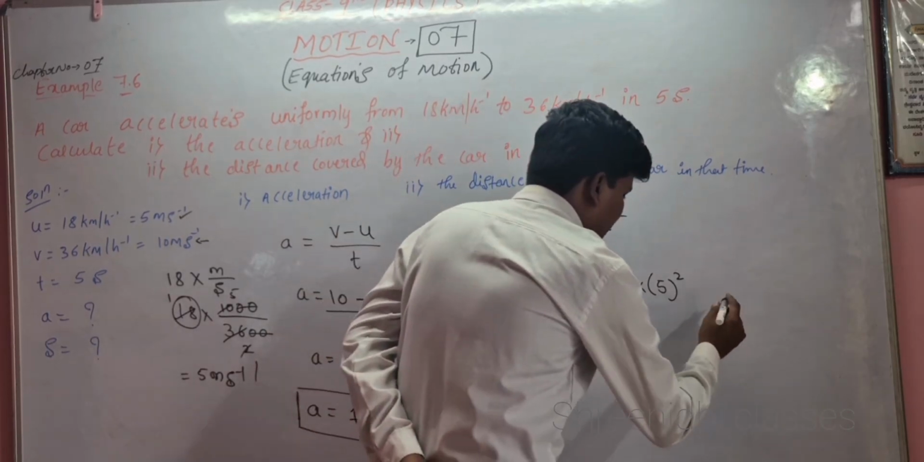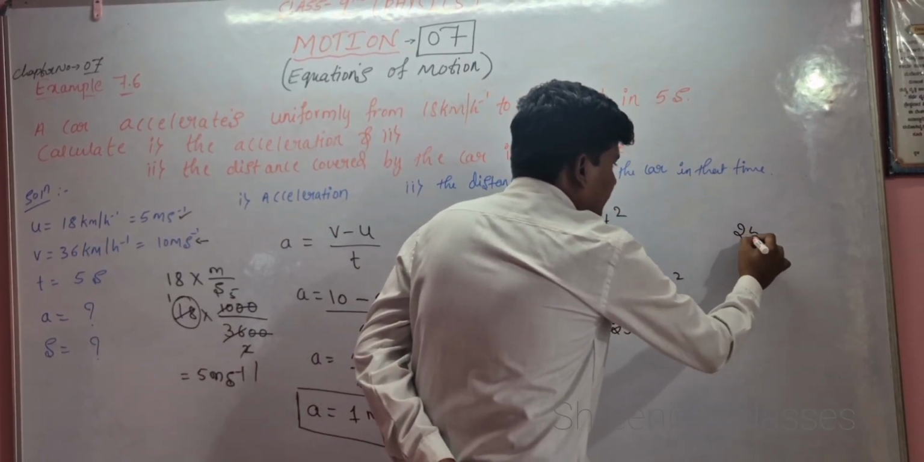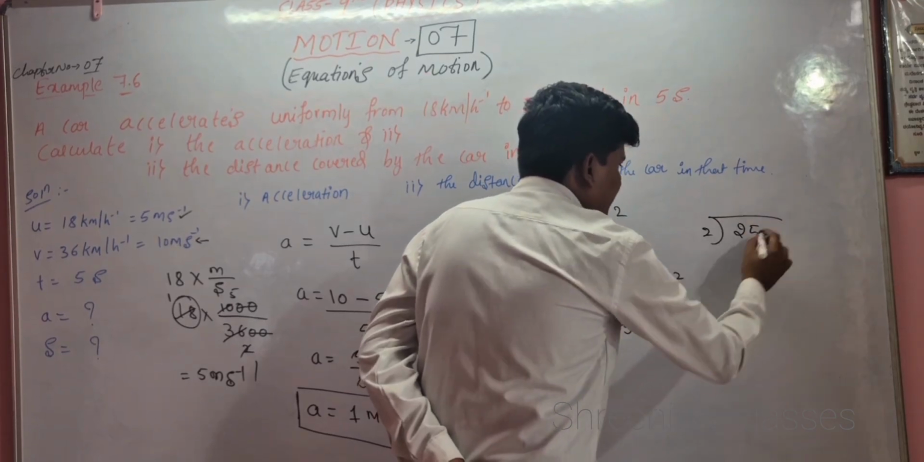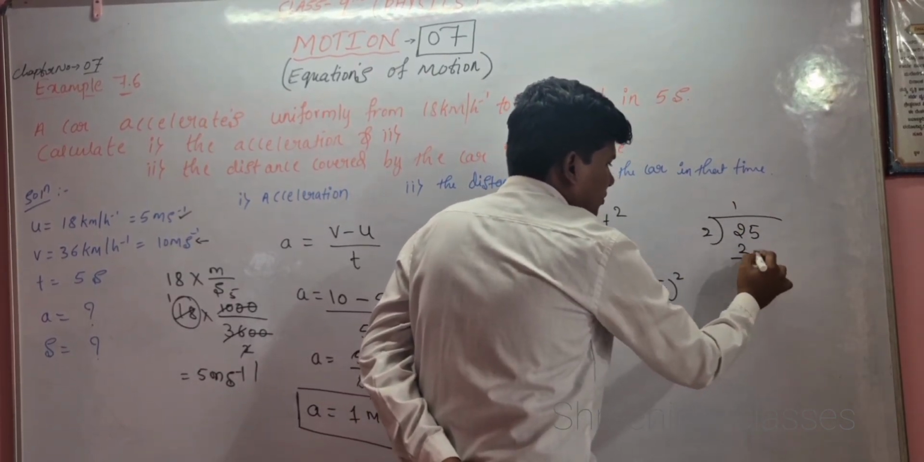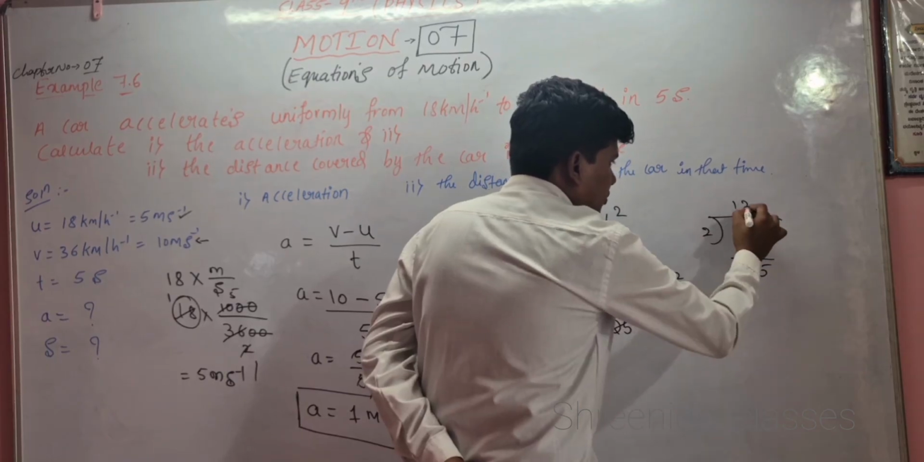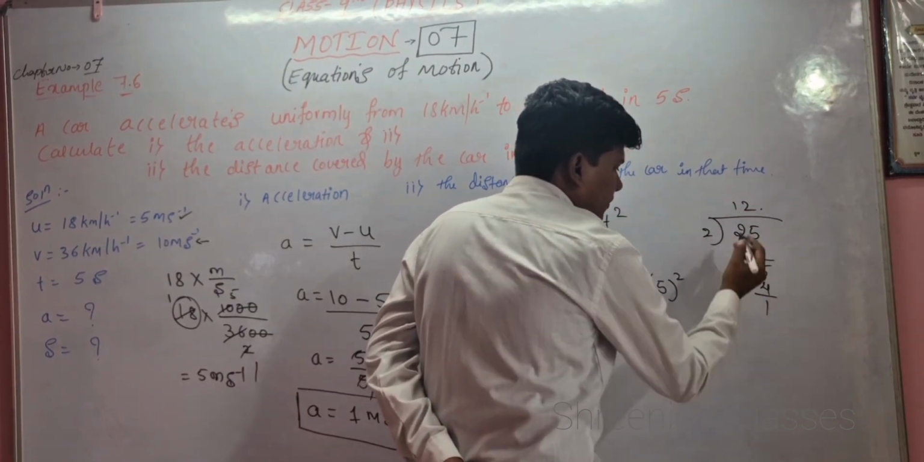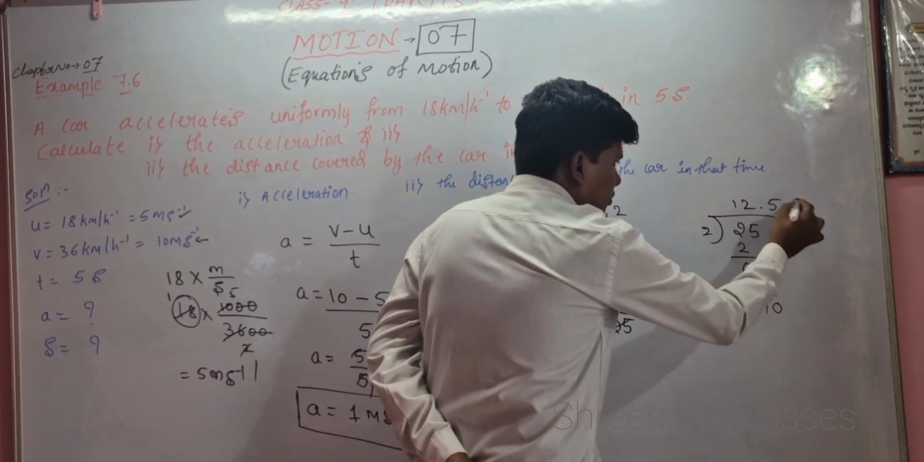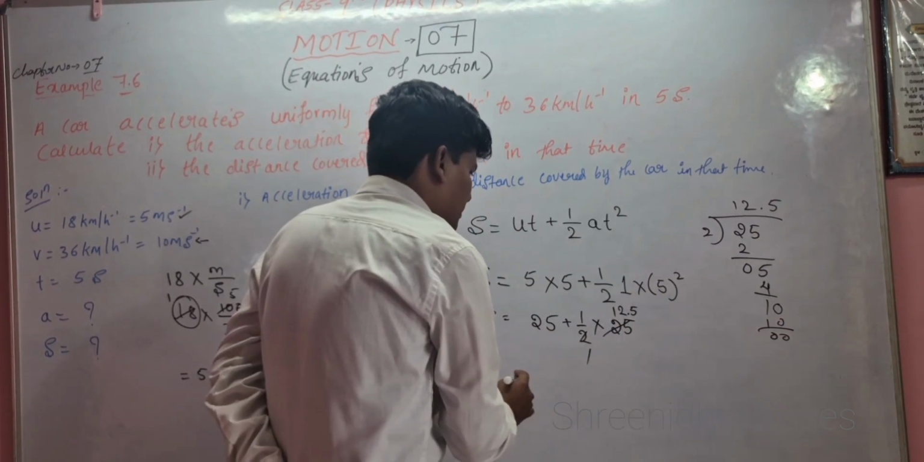Or we can also bifurcate like the method 25 2. Okay, 2 1s are 2, 0. You can take as the 5. 2 2s are 4, remaining 1, and we have to add 1 point here, taken as the 0. 2 5s are 10. Okay, that's fine.